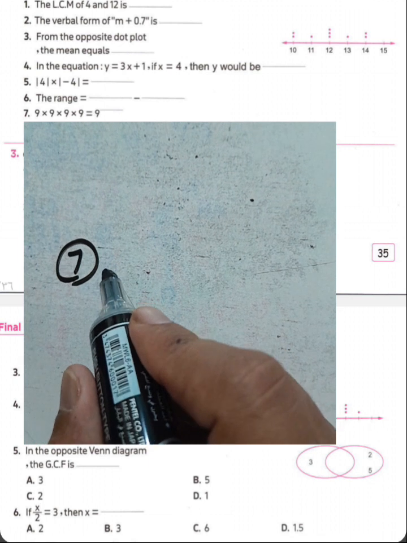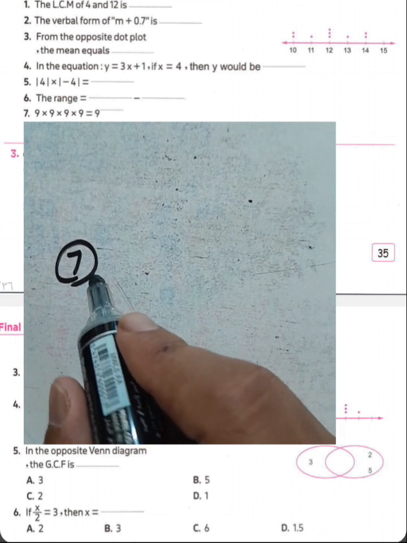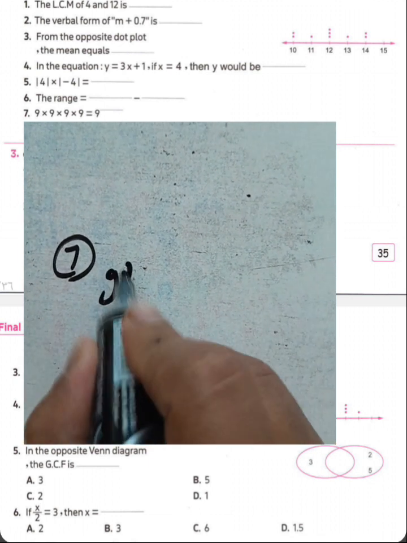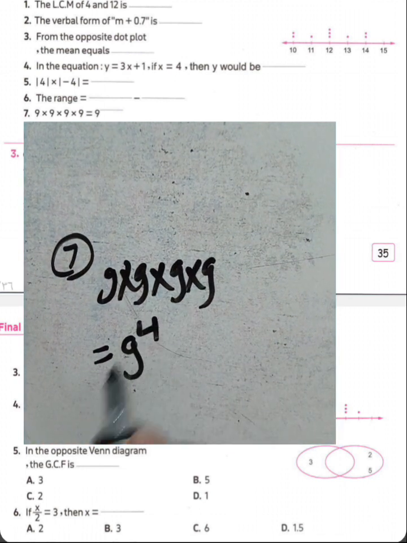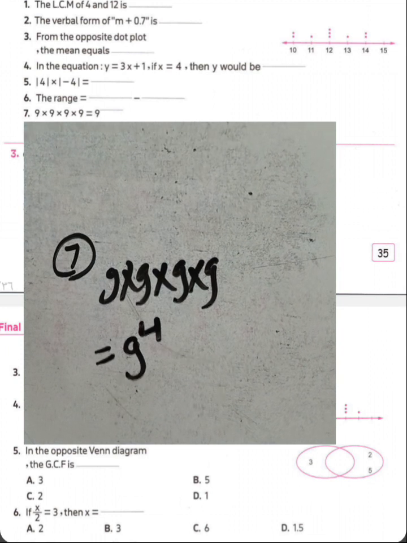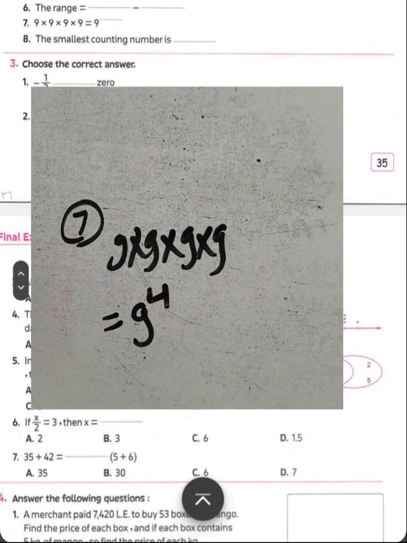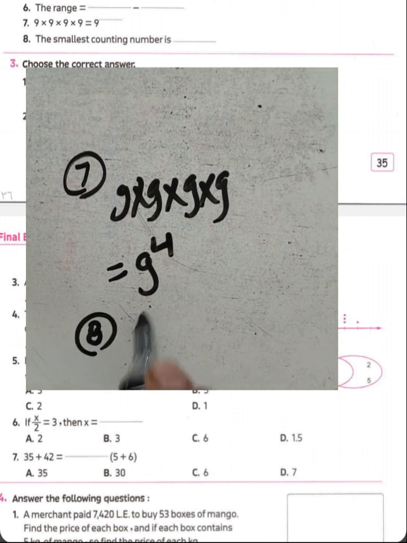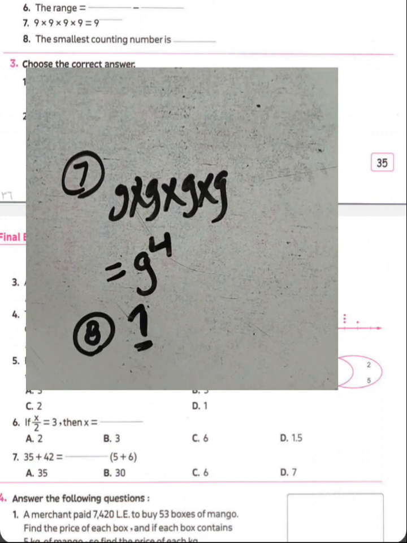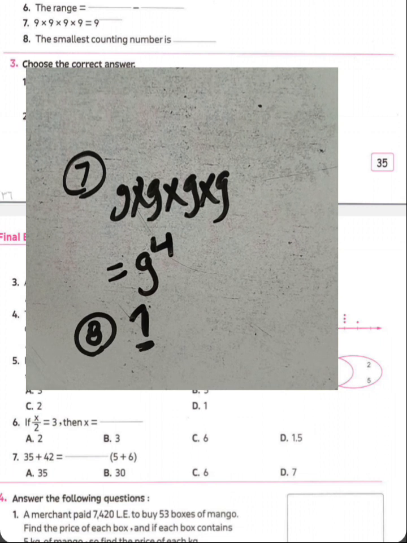Question 7. 9 times 9 times 9 times 9 will be 9 to the power of 4. Question number 8. Choose the correct answer. Question number 8. The smallest counting number is 1 and the smallest natural number is 0.